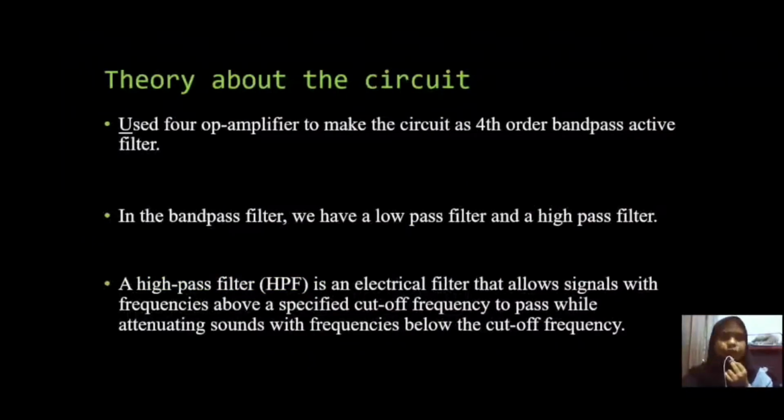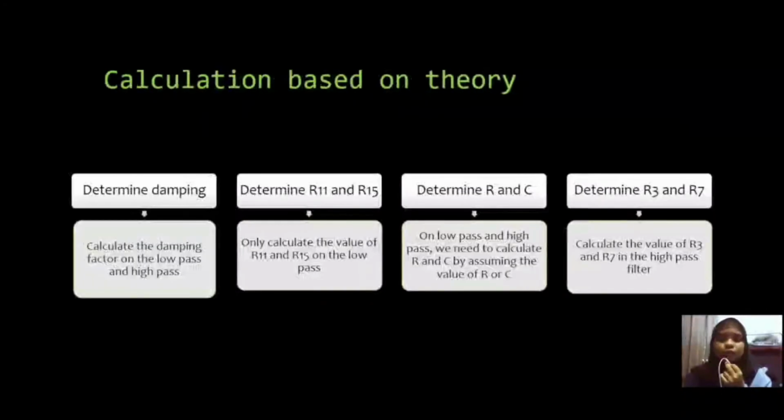I will discuss the theory of the circuit. In this assignment, we use op-amps to make the circuit a 4th order band pass active filter. In the band pass filter, we have a low pass and a high pass filter. A high pass filter is an electrical filter that allows signals with frequencies above a specified cutoff frequency to pass while attenuating signals with frequencies below the cutoff frequency.